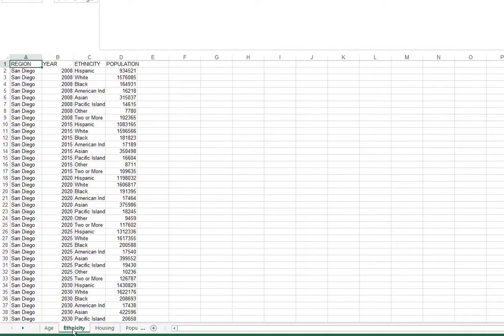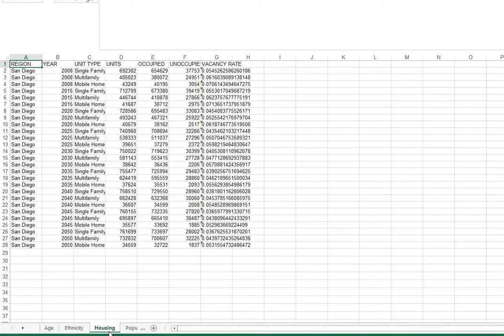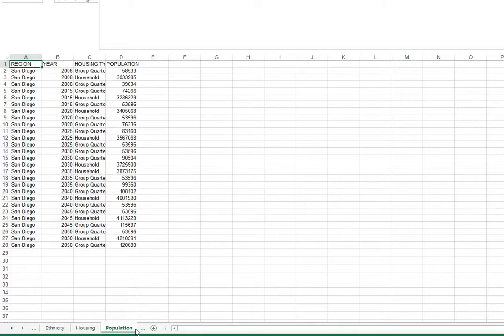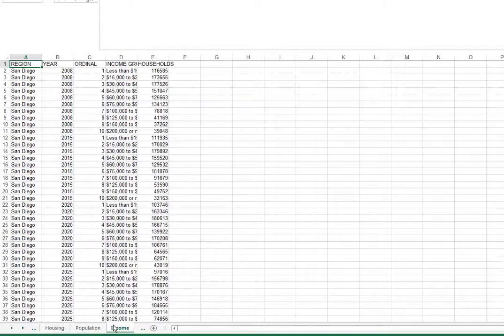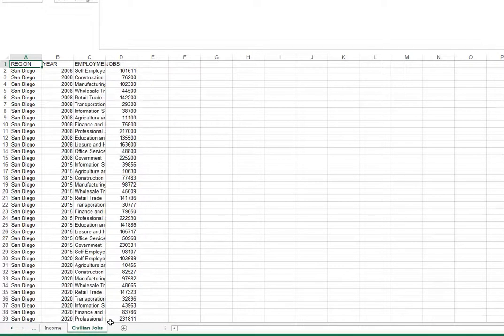There's demographic numbers here by ethnicity. There's housing estimates here by 5-year increments by type of home. There's population estimates. There's income estimates. This would be useful for forecasting retail markets. And there's jobs, which would be useful for forecasting other segments in real estate, especially the office market.